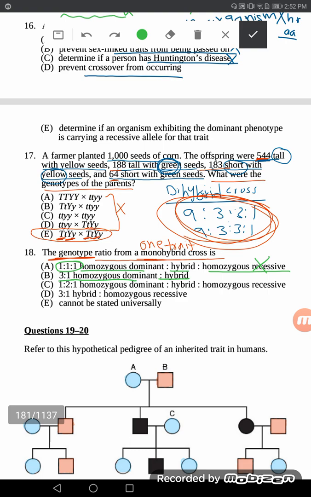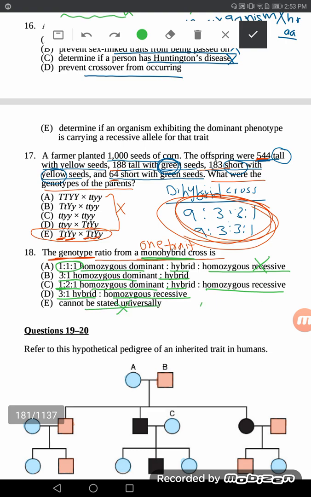Also, this one is not true, because in the case of monohybrid cross, when we have 2 heterozygous, the ratio will be 1 to 1. It's one homozygous dominant, 1 hybrid, and 1 homozygous recessive. And 3, 1, it will be like 3 hybrid, 1 homozygous recessive. It's not clear and it's not related to the question. Cannot be stated universal. This is not true.